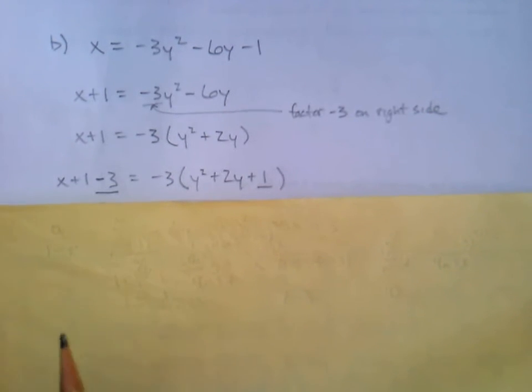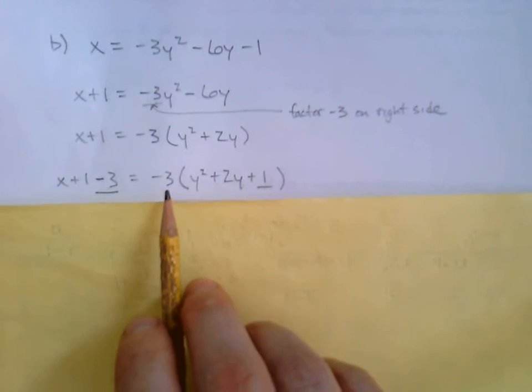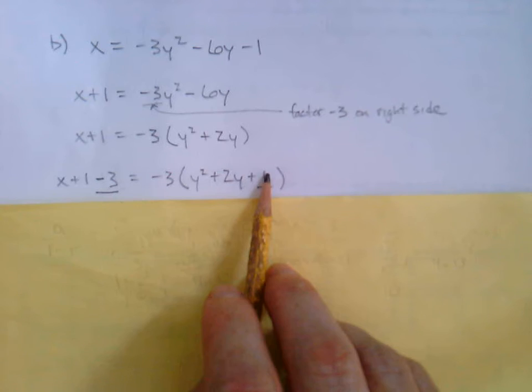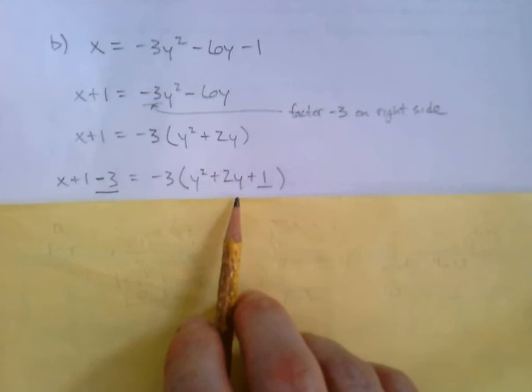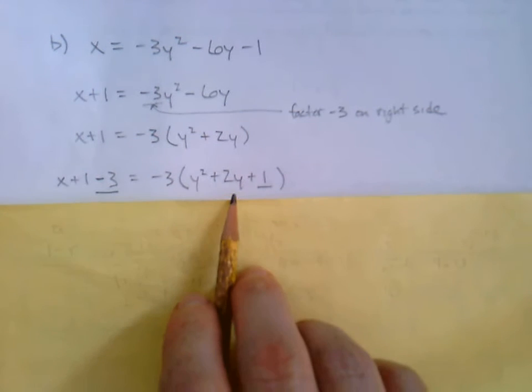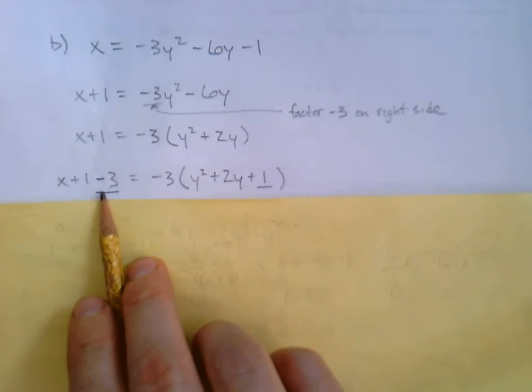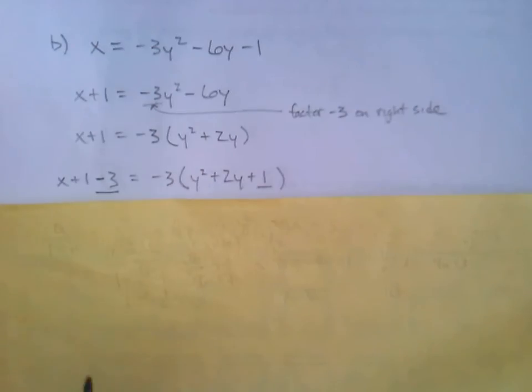Let me say that again. When we added 1 here inside the parentheses, the effect was we actually subtracted 3 from the right side because that 3 would distribute to it. So if we subtracted 3 here on the right side, we also need to subtract 3 on the left.